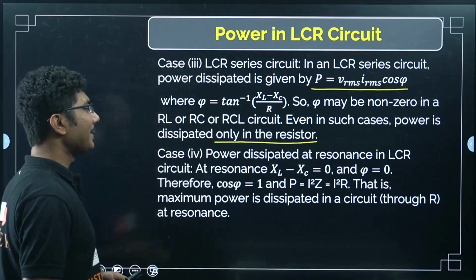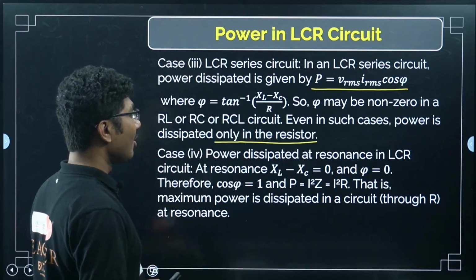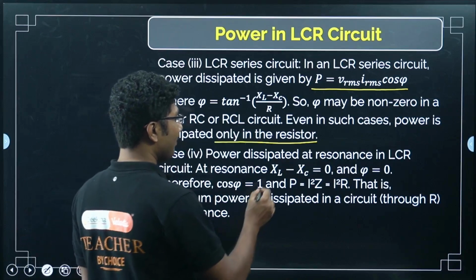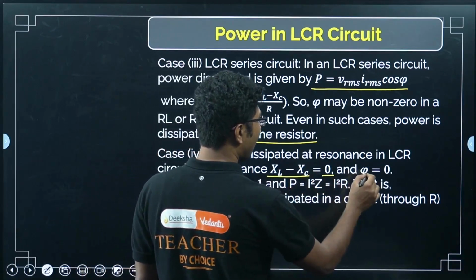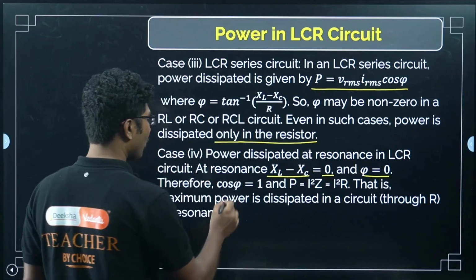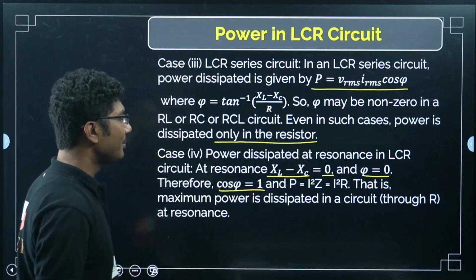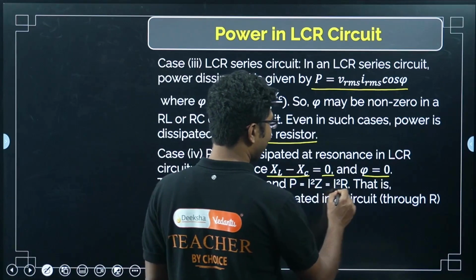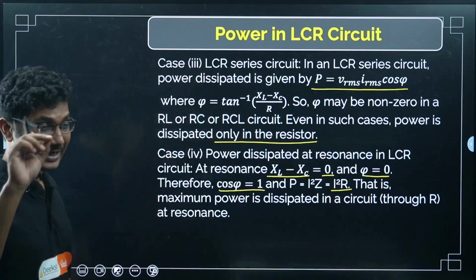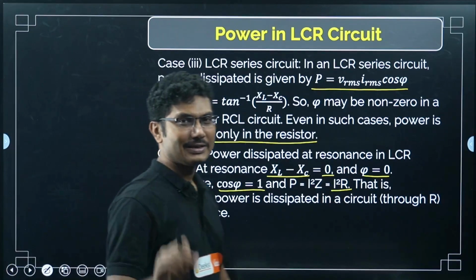Okay, power dissipated at resonance in an LCR circuit. Obviously at resonance it's simpler, because XL minus XC becomes 0 and phi becomes 0. So cos phi is 1. So P is equal to I squared Z, or I squared R. That is, at resonance maximum power is dissipated.